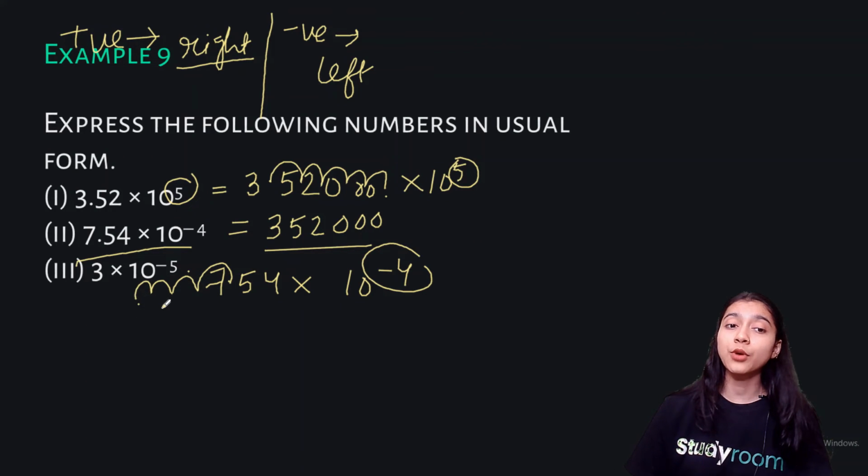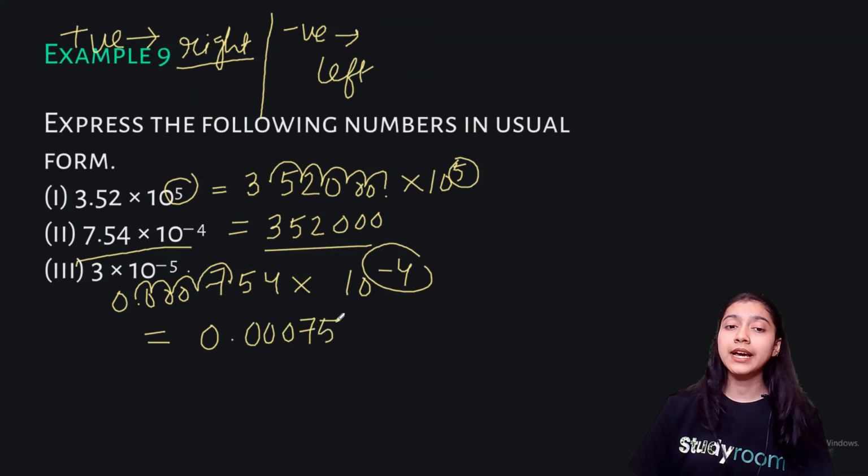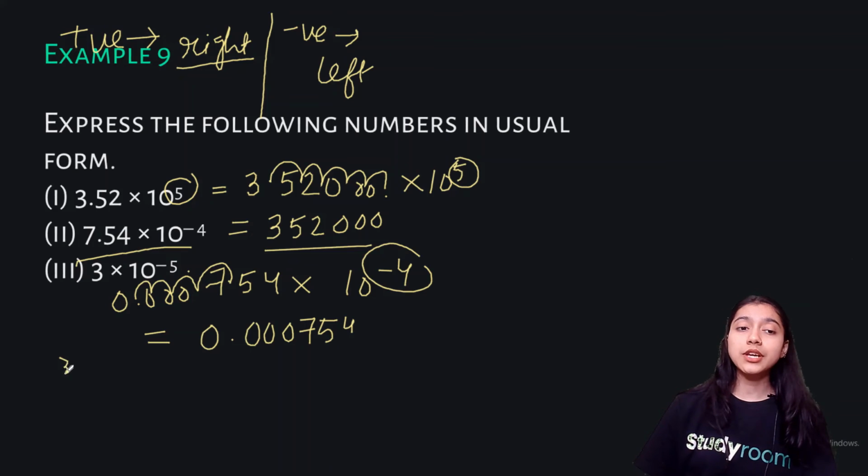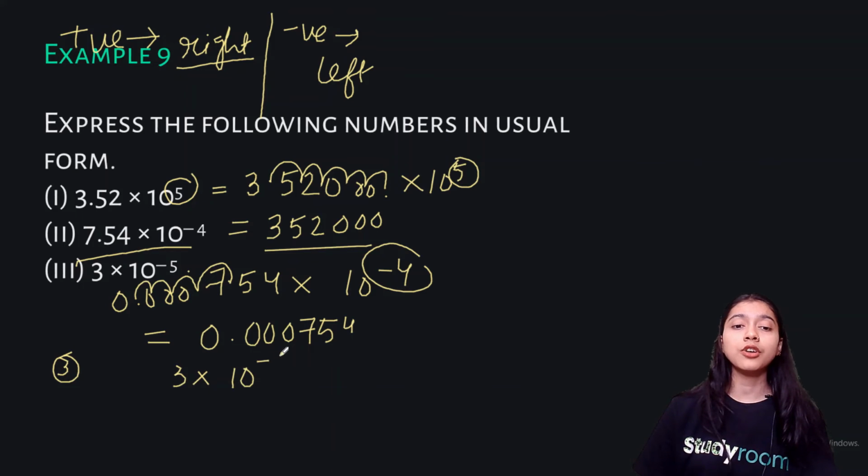We'll give the decimal point over here and fill the gaps with zeros. 1, 2, 3 and a 0 over here. So the answer will be 0.000754. The third question that we have with us is 3 multiplied with 10 to the power of minus 5.